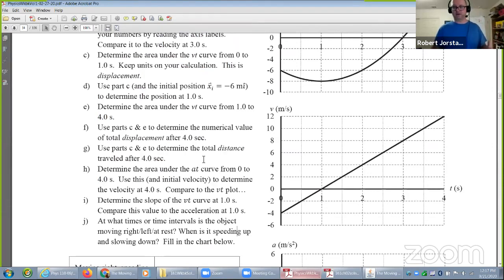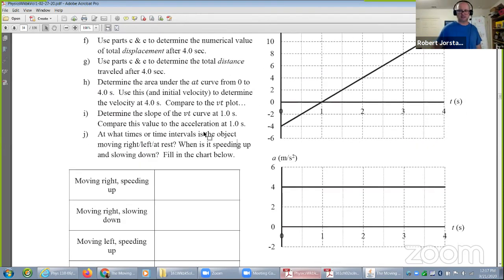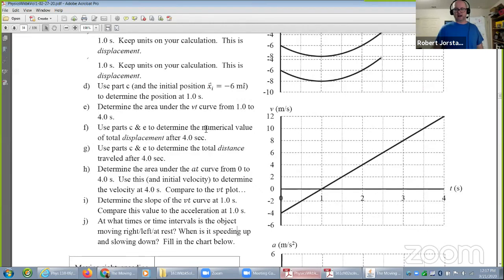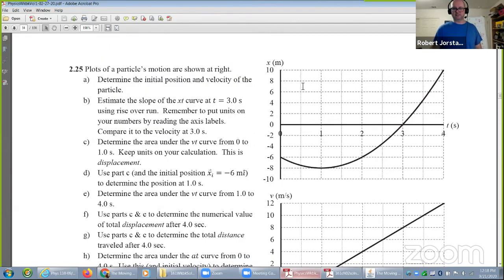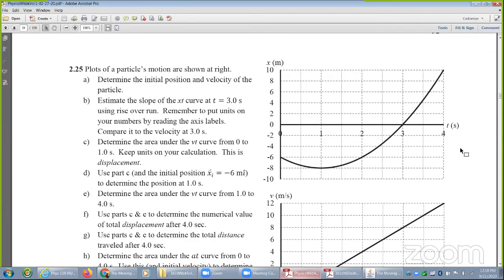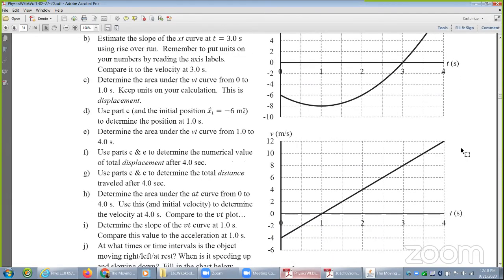It's a complicated problem. Yeah, there's a lot of different questions. Everything that we just talked about is there. You've got some graphs. It looks a lot like what we just did. Look at this XT graph. Is acceleration positive or negative from this XT graph? What do you think? Positive, concave up. And you could see it.